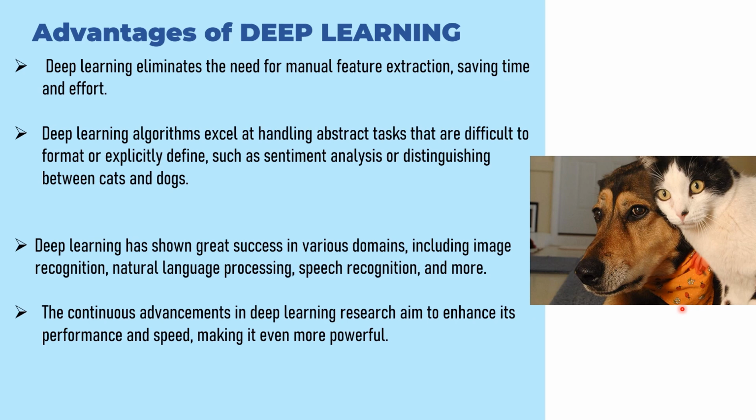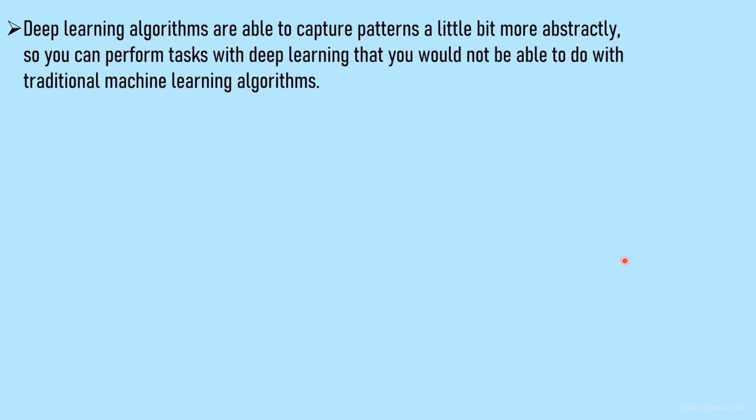There was one more difference that I did not mention before, because it is a major advantage as well, which is the reason why I am mentioning it right now. The difference is that deep learning algorithms are actually able to capture patterns a little bit more abstractly. You might find that confusing right now, but in the next slide it will be quite clear. You can actually perform tasks with deep learning algorithms that would not be possible with traditional machine learning algorithms.